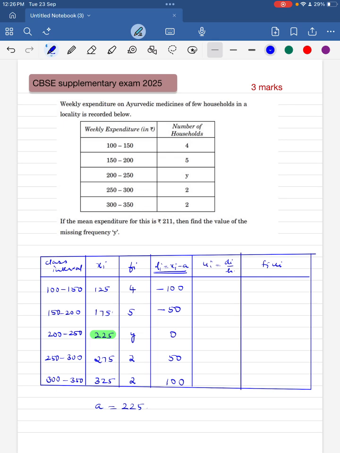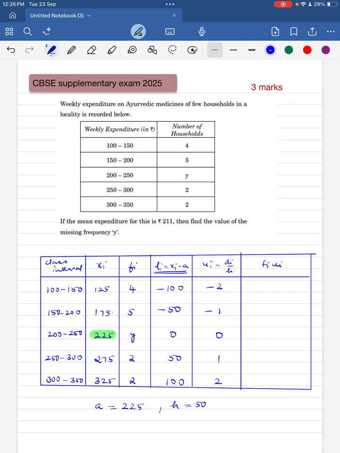Now we know that the value of H is the class size here, which is 50. So let me divide each of the entries in the Di column by H, which is 50. So minus 100 by 50 gives me minus 2. Minus 50 by 50 gives me minus 1. 0 by 50 gives me 0. 50 by 50 is 1. And 100 by 50 gives me 2.